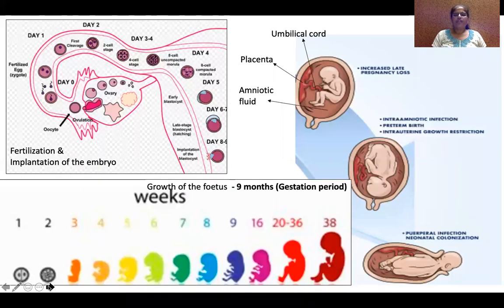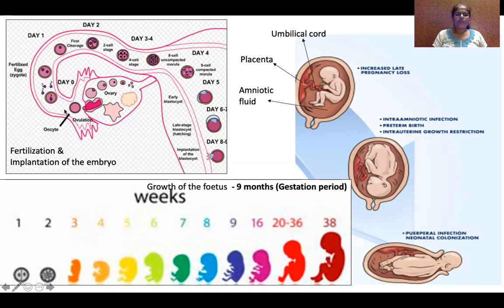This is a picture to depict how reproduction happens in human beings. We saw that the egg is formed and it gets matured. Once it is matured, ovulation takes place. Release of the egg from the ovary into the fallopian tube or oviduct is called ovulation.